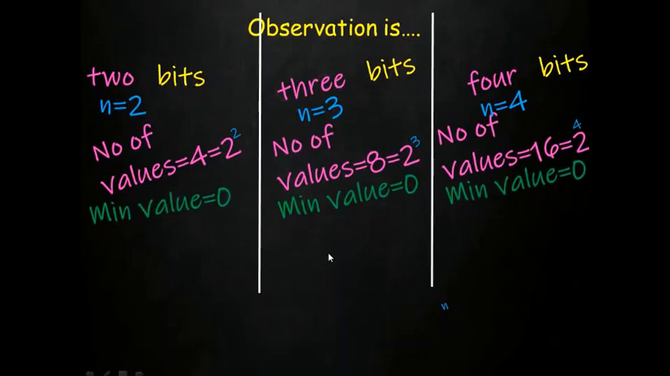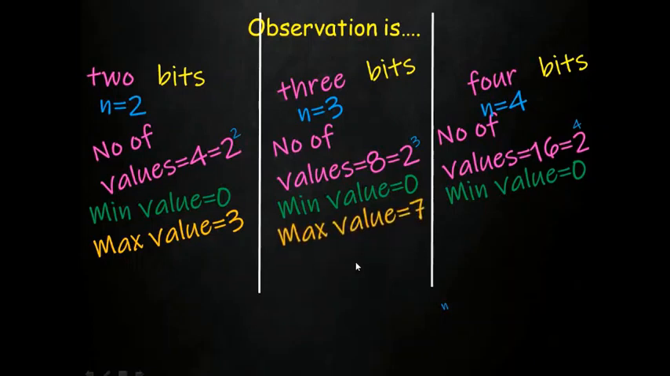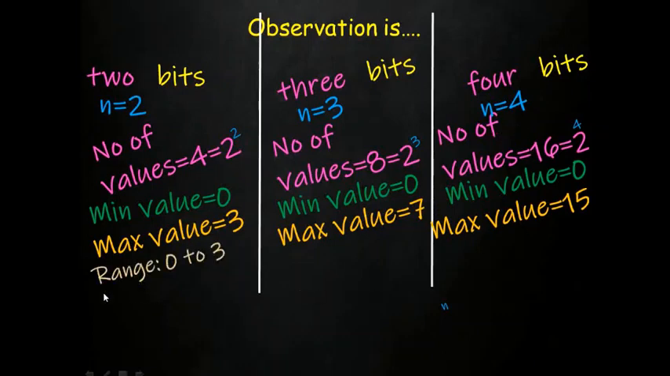Min values in all cases are zeros. Max value here is 3. Here max value is 7. And here max value is 15, which is always 1 less than the number of values. Here the number of values is 4, max value is 3. Number of values is 8, max value is 7. Number of values 16, max value is 15. So you can say the range when you have 2 bits is 0 to 3. Range when you have 3 bits is 0 to 7. And range when you have 4 bits is 0 to 15.